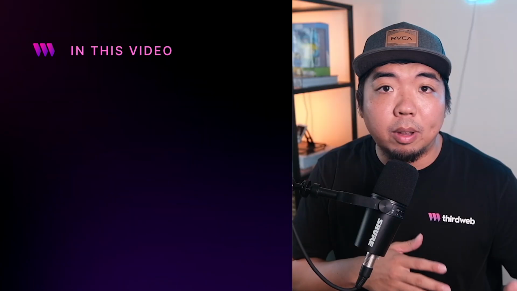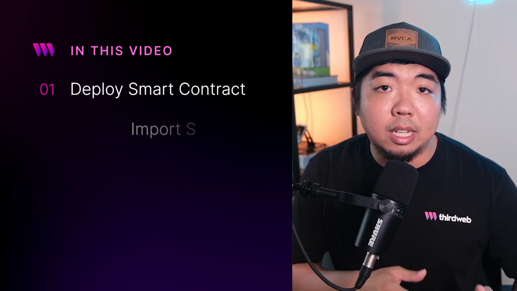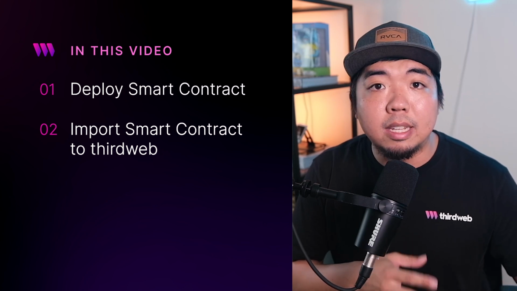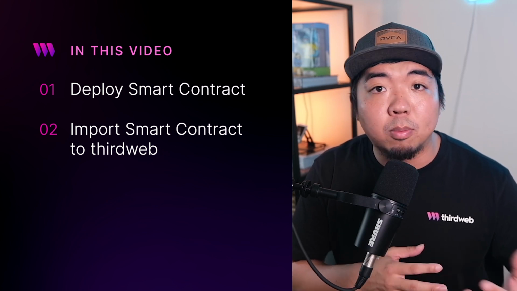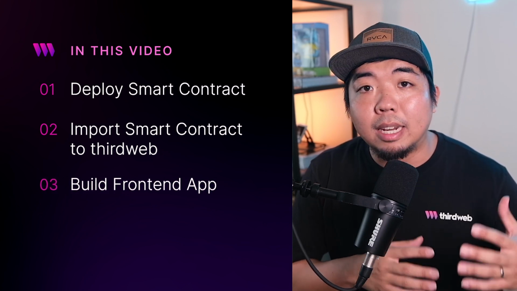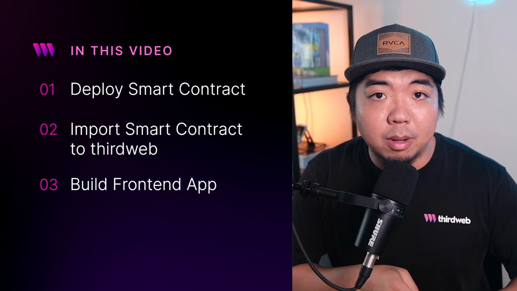Deploy any smart contract and build a front-end application for it using thirdweb. An overview of what we're going to be covering in this video: we're going to deploy a smart contract using Remix. We'll then take that contract, import it into thirdweb, and use thirdweb's SDK, and we'll show you how easy it is to start interacting with any smart contract and how you can build a front-end application for it. But before we get into it, let's take a look at a quick demo of a simple application that we're going to be building for this tutorial.